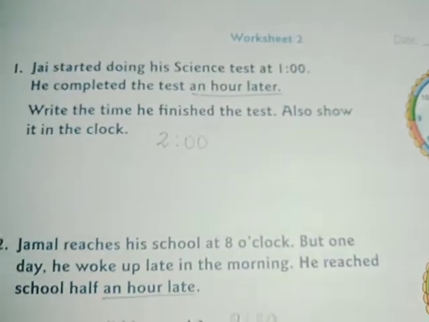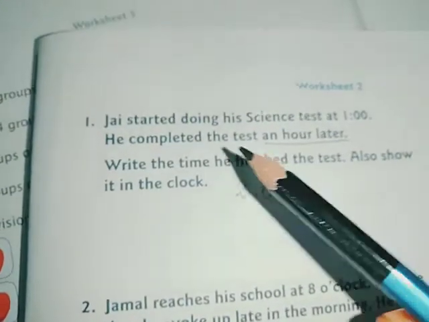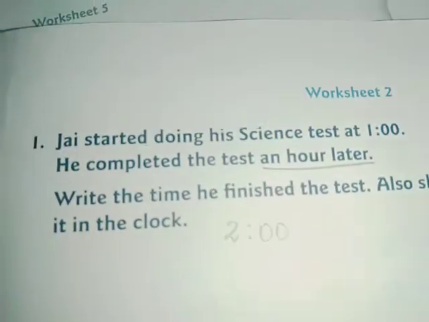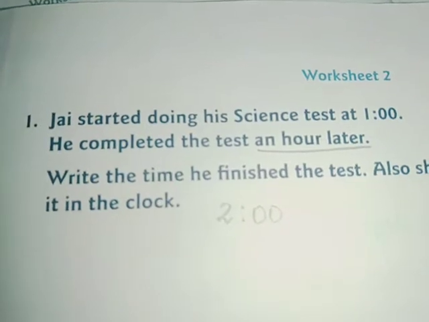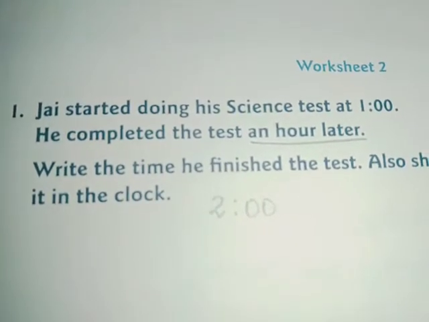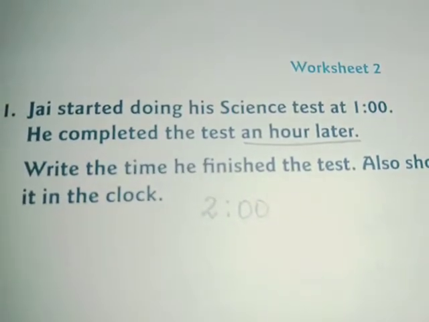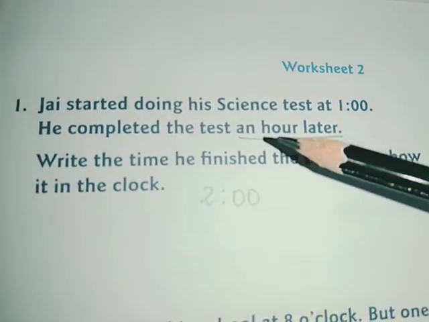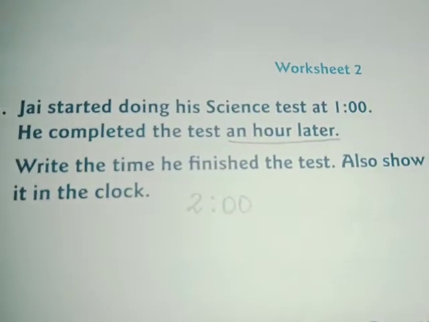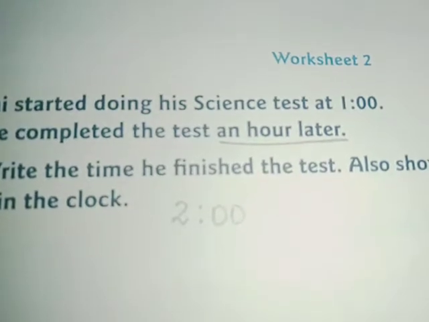Moving to worksheet 2. In worksheet 2 again some stories are given and some pictures we can see here. So let us read the story first. Jay started doing his science test at 1. He completed the test an hour later. So here the phrase is an hour later. I have told you children that in hour, though the spelling starts with H, the H is silent. We pronounce it as hour. We get the sound of O.